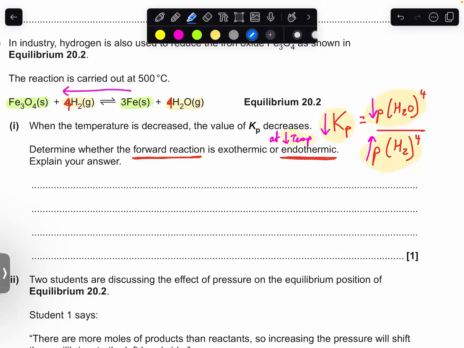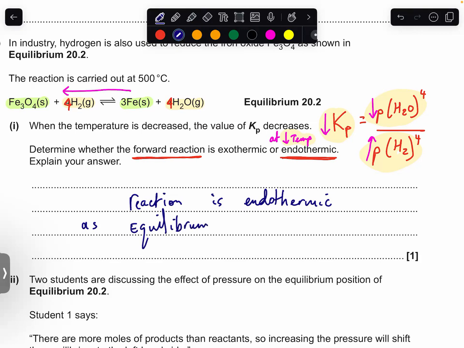And what does the mark scheme say? Endothermic. Reaction is endothermic as equilibrium shifts towards the left. 2 points for that 1 mark.